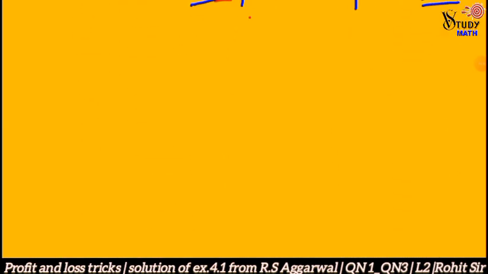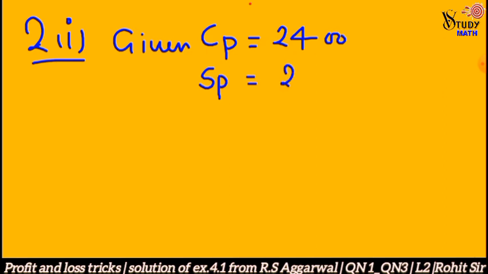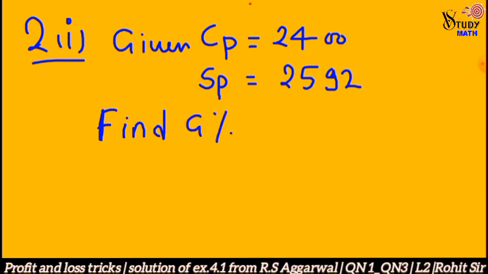Let's move to problem number 2, part 1. CP is given here, 2400. SP is also given here, 2592. We have to find the loss percent or gain percent. So this is the question.